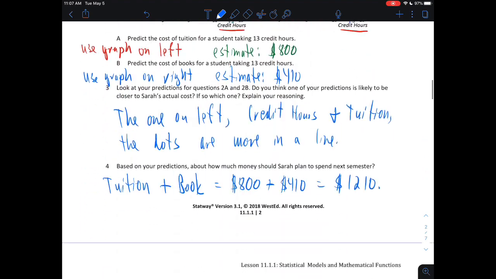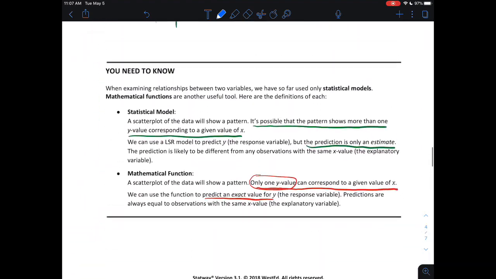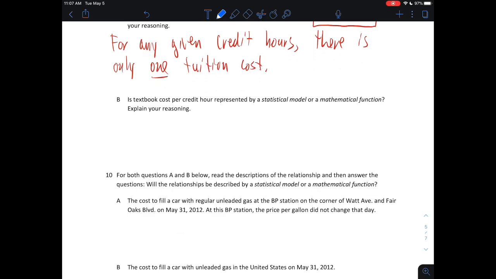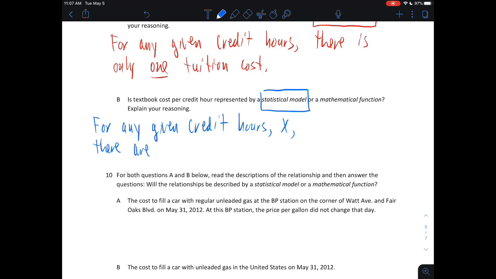So when we go back to number 9, part B, is textbook cost per credit hour represented by a statistical model or mathematical function? It has to be a statistical model. Because for any given credit hours, which was our X value, there could be, and there in fact is, more than one book cost.